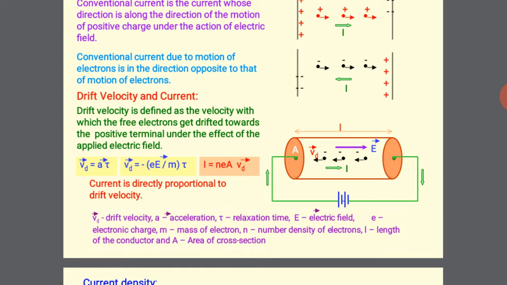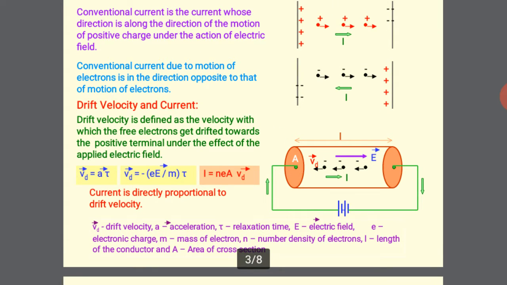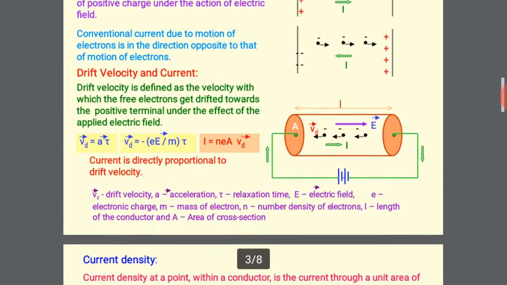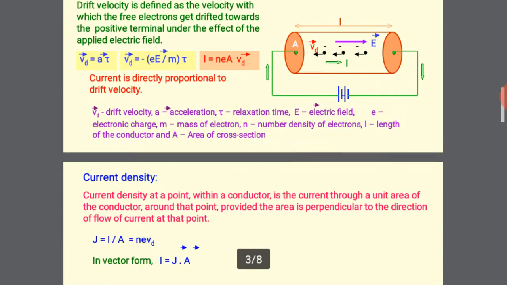Here I have a relation of current with drift velocity, which is I = NeAVd. Here N is the number of free electrons, A is the area of cross section, small e is the charge on electron, and Vd is the drift velocity of electron. So from this formula we can conclude that current is directly proportional to the drift velocity.